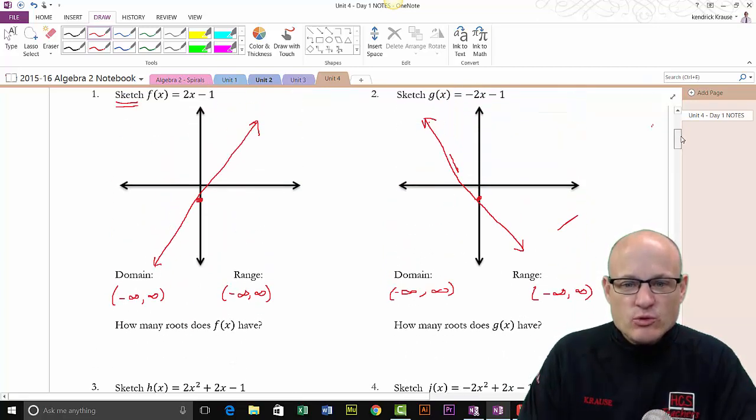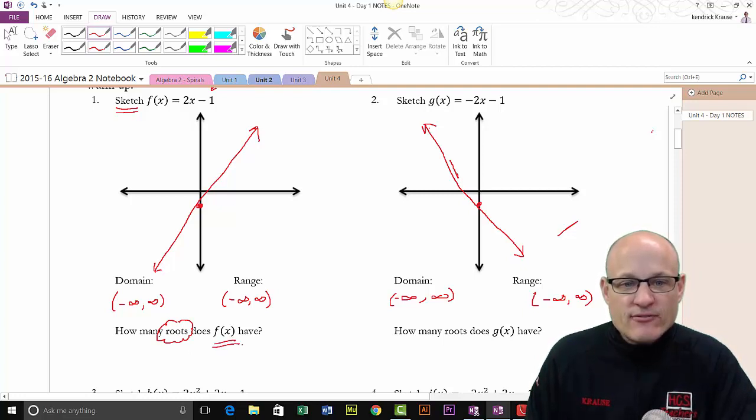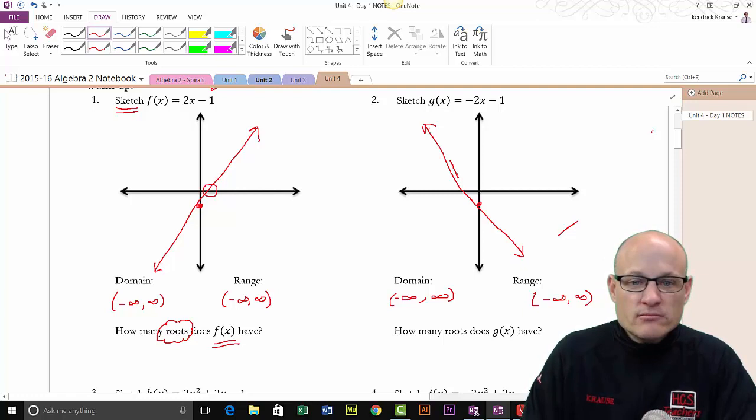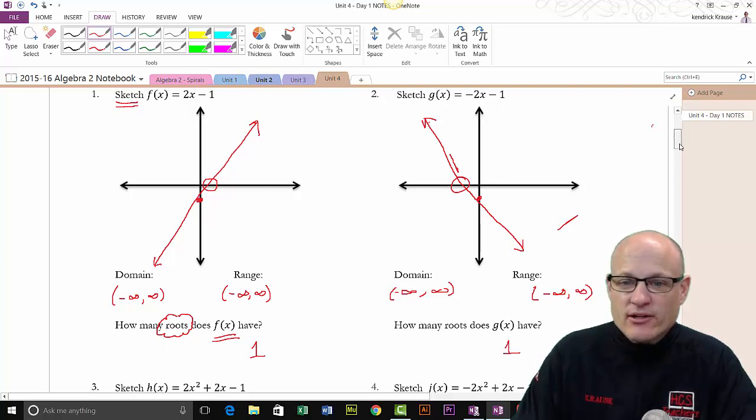Anyway, how many roots does f of x have? Roots are the same as zeros, the same as x-intercepts, the same as solutions. So it has 1 here. And in this case, it also has 1 here. So in this case, the answer is 1. In this case, the answer is 1. Let's go down here.